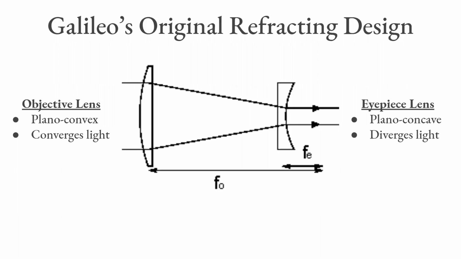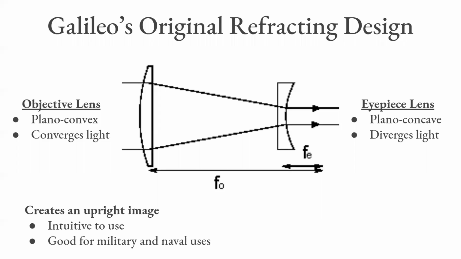And this lens diverges the light, so you can see the light comes in the objective, it gets converged, and then it gets split up again so that it goes back to being parallel when it enters your eye.